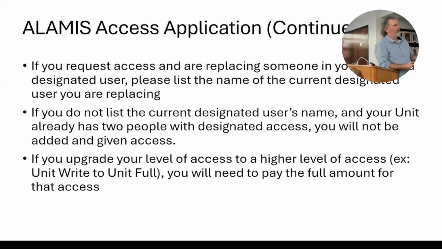If you upgrade your level of access, this one is important. If you upgrade to a higher level of access in the middle of the year, so it's February, you've already sent your stuff in, you have your access, and you want a higher level of access, you will need to pay the full amount for that access. So if you paid unit right $15 on November 15th and you decide on February 14th that you want unit full, then you would need to pay $20 and that would take you till November.